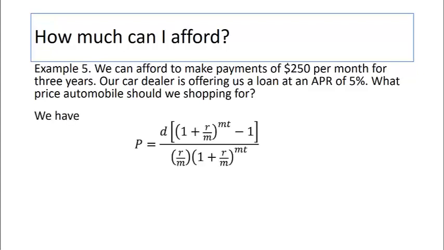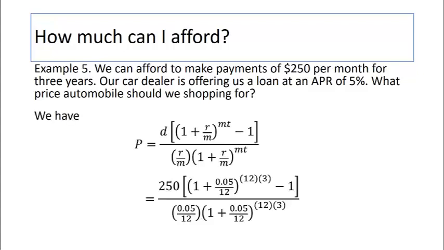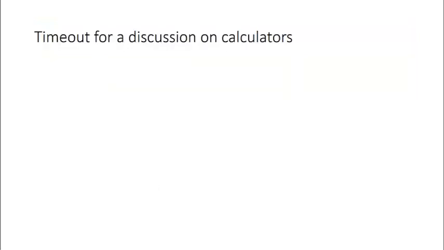Here's our formula. Plugging in the fact that we can make monthly payments of $250, an interest rate of 5% compounding monthly, and a term of 3 years, we see that we should be shopping for a car that's roughly $8,341.42. All right, here's our last time out for a discussion on calculators.